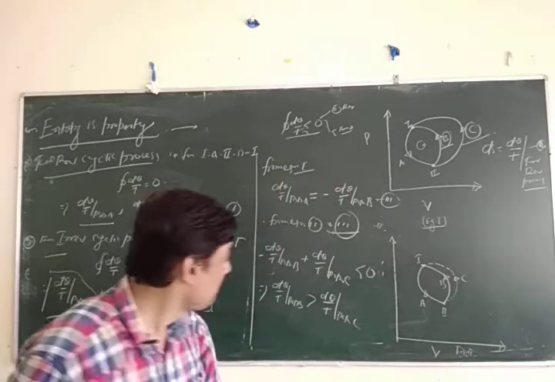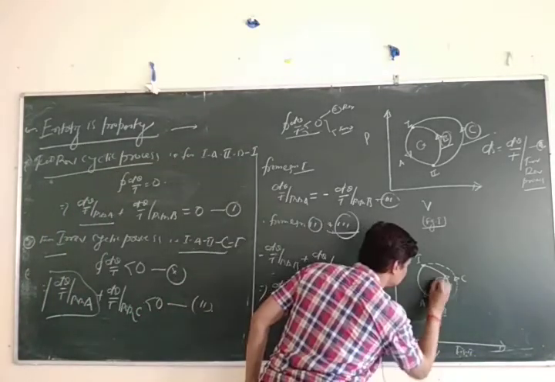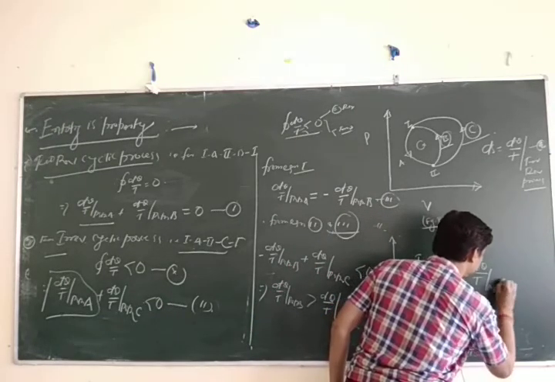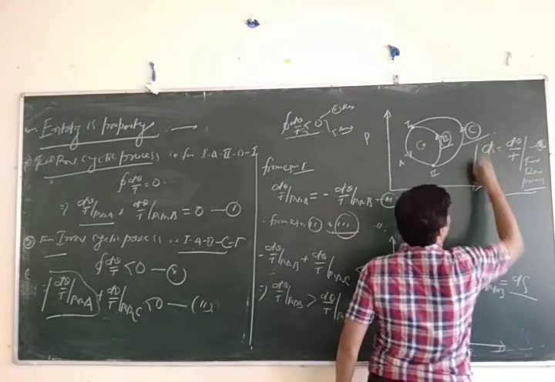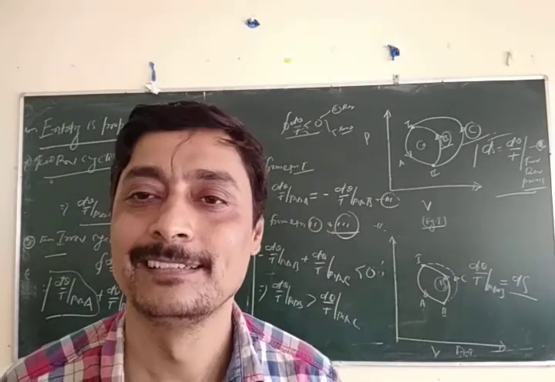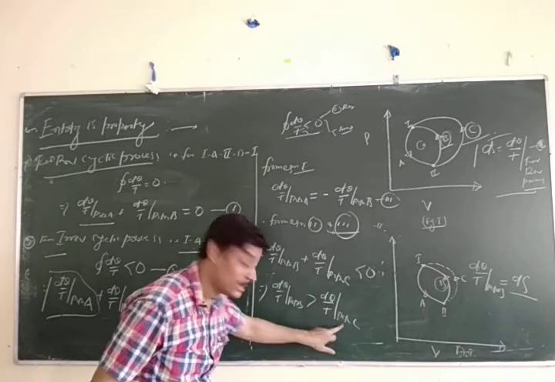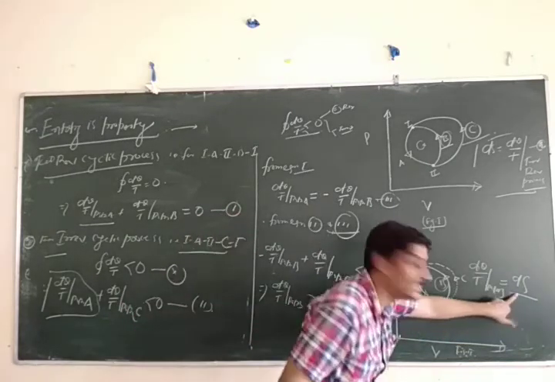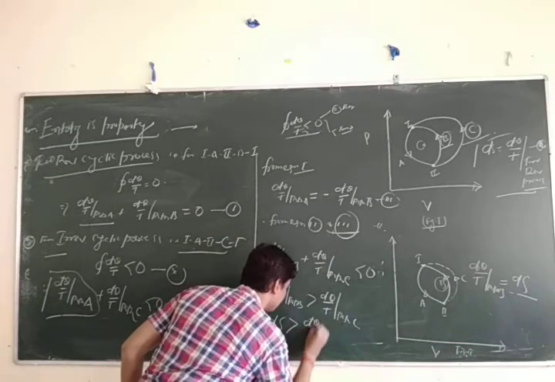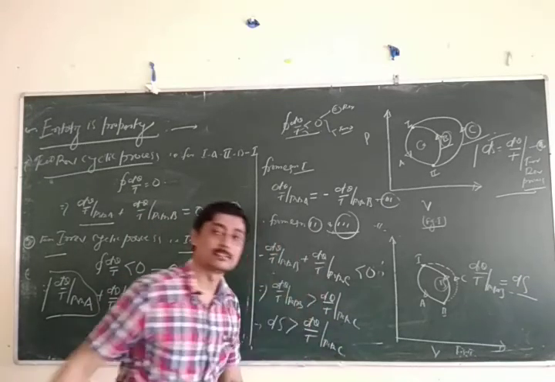And we know that path B is reversible. For reversible path B, this is equal to ds from this equation. For reversible path, ds is equal to dq by T. Since this path is reversible, and this one is not reversible, it is an irreversible path. For reversible path, this quantity is ds. Therefore, ds is greater than dq by T. This is for path C, which is irreversible.